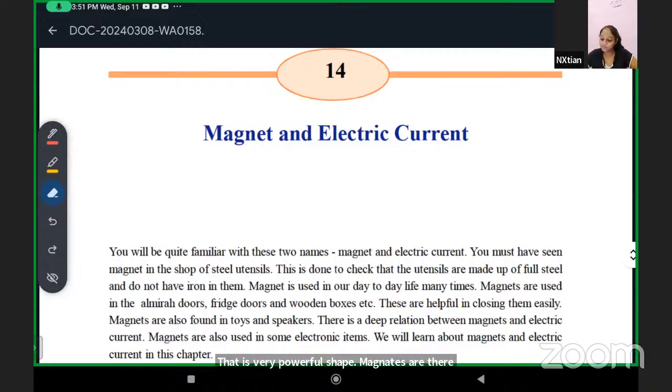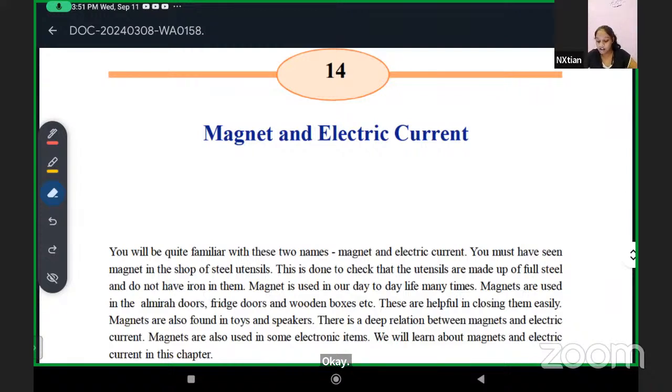Magnets in steel shops, people also use it to check if the utensil is made of full steel or not. If the utensil has iron mixed in it with steel, the magnet will stick on the utensil, because a magnet attracts iron. So it is used to check it.